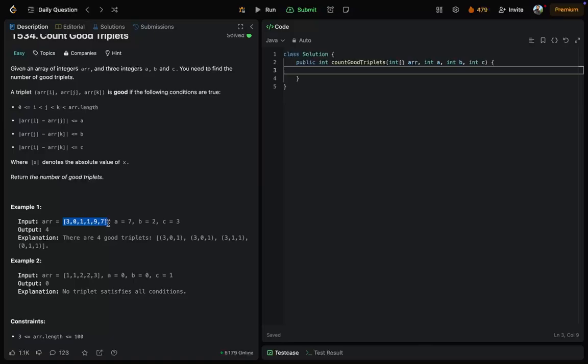So we are given this array and three values. Using these, there are in total four triplets in this test case.